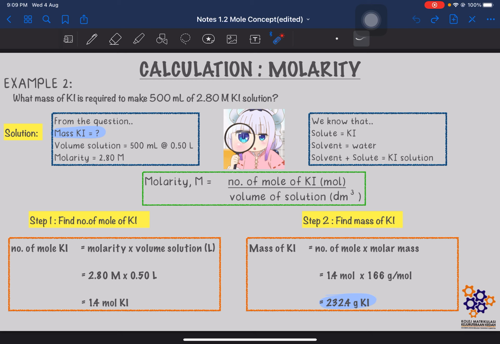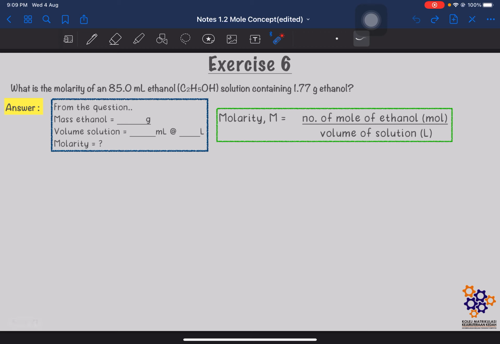Okay, so it is crucial for you to know exactly what you need to find, step by step, when tackling the question. Okay, so next we get into the exercise. Let's see what the question asks us. The question asks, what is the molarity of an 85 ml ethanol solution containing 1.77 gram ethanol? Now let's extract the information given in the question. The mass of ethanol is 1.77 gram.